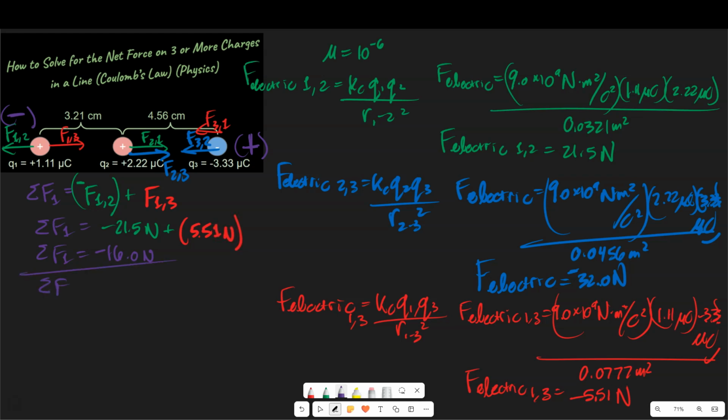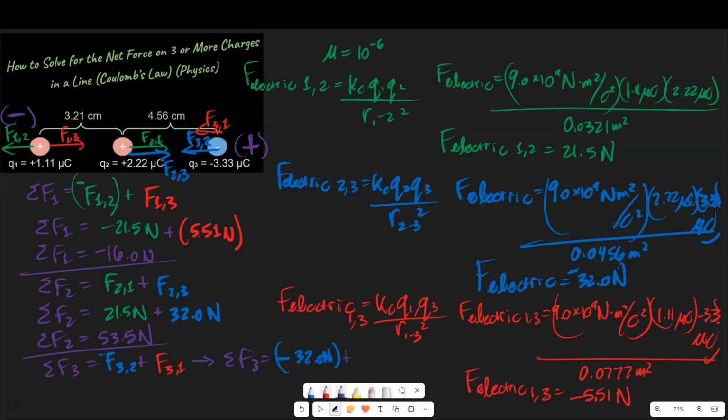Then if we're going to solve for the sum of the forces on 2, notice here I'm going to make both of these values positive here because the forces on 2 are both heading to the right. And lastly, we're going to do the sum of the forces on 3. And notice I've made both of those forces negative, again signifying they are being pulled to the left because the third charge is a negative charge.